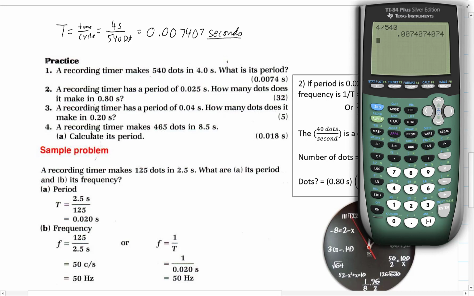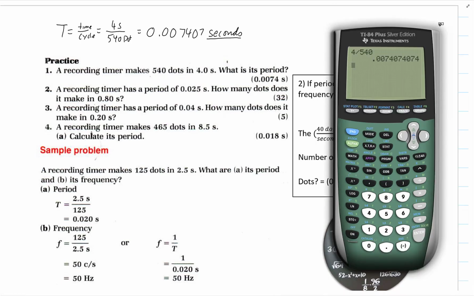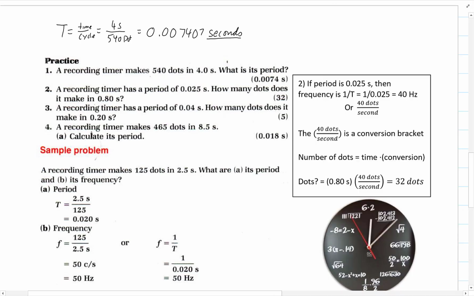Okay, number 2. Let's take a look at number 2. A recording timer has a period of 0.025 seconds. How many dots does it make in 0.8 seconds? Very tough question. At least right away, it throws you into the hot water. Here we go. I have typed it up over here. If the period is 0.025 seconds, then the frequency is 1 over that. 1 over the period is 40 hertz.